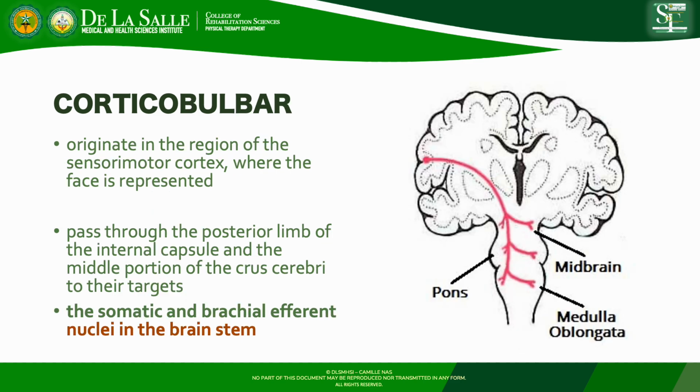Next, the corticobulbar. Similar to the corticospinal tract, the corticobulbar will originate from the cortex, the primary motor cortex. However, the difference is that it will end only within the brainstem, but still it is part of your pyramidal system. It will pass through the internal capsule just like your corticospinal tract, and then it will end within the nuclei found in the brainstem. Some of them are somatic and some of them are for the facial muscles.